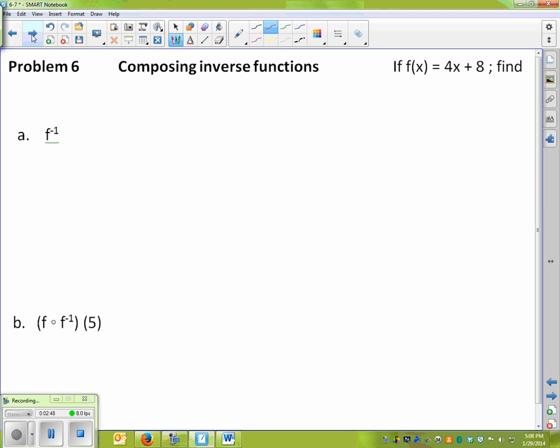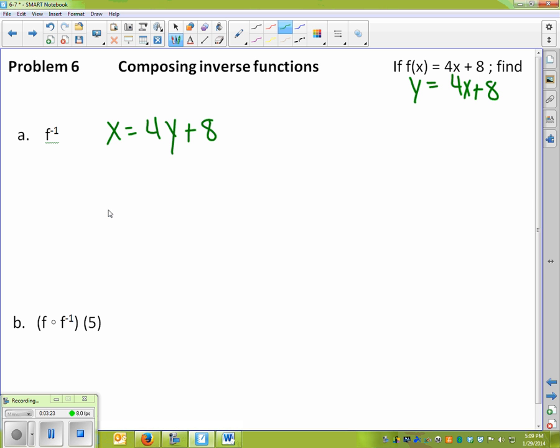We're going to do problem 6, composing inverse functions. That means we're going to do the composite of an inverse function. The first thing I need to find is what is the inverse of f. So remember that -1 means the inverse function. f of x is the same thing as y, so y equals 4x plus 8. Let's reverse the x and y around. x is equal to 4y plus 8.